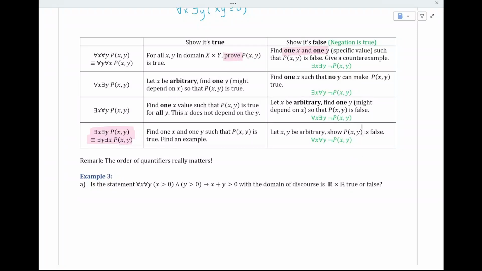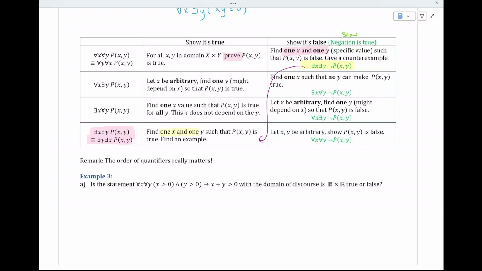Sometimes when we're looking at this false column, it can be easier to show that the negation is true. And that is a way to show that the statement is false. If the negation is true, then the original statement is false. Some students like to think about that. The negation for this one would be there exists an x and y such that p of x, y is not true. And that's exactly what we're doing. We're finding one x and one y such that p of x, y is false. That's a counterexample. So let's jump down there. That's this one. In order to prove there exists an x and a y such that p of x, y is true, you have to just find one example where it's true.